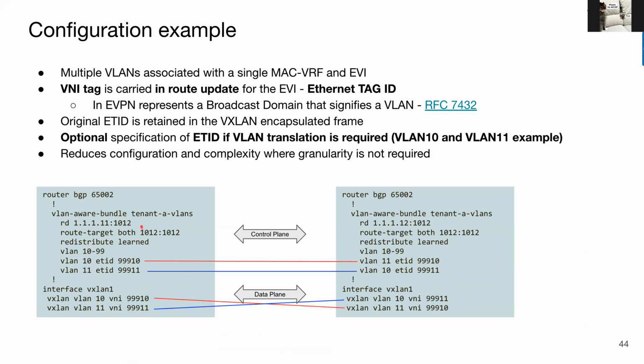Oh, actually, I was totally looking at this as a misconfiguration, which it could be. But notice that if the customer wants to do some VLAN translation, you could do that using this Ethernet tag ID. So out of mistakes can come opportunity.